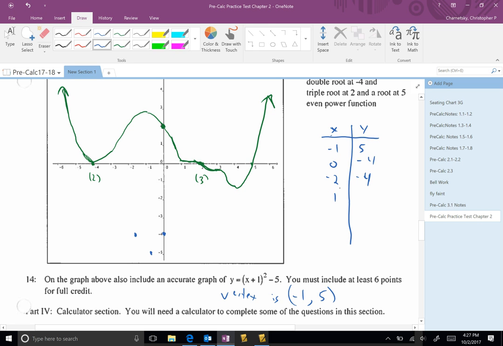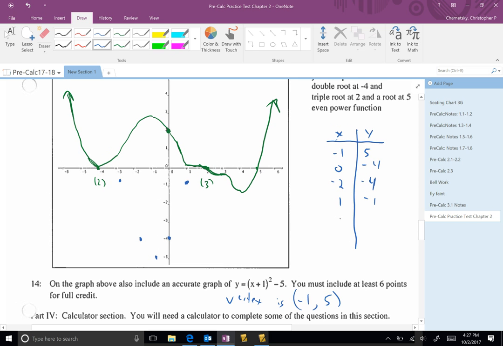If we plug in 1, well, 1 gives us 2 squared minus 5, so it's going to be -1. And then we get a free point on the other side. That -3 is also going to be -1. And if I plug in 2, I'm going to get out 4. But also at -4, I'm going to get 4. Okay. And that's enough points. We can graph our parabola.